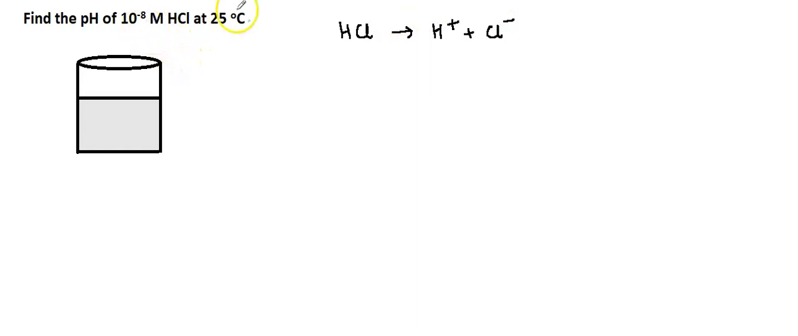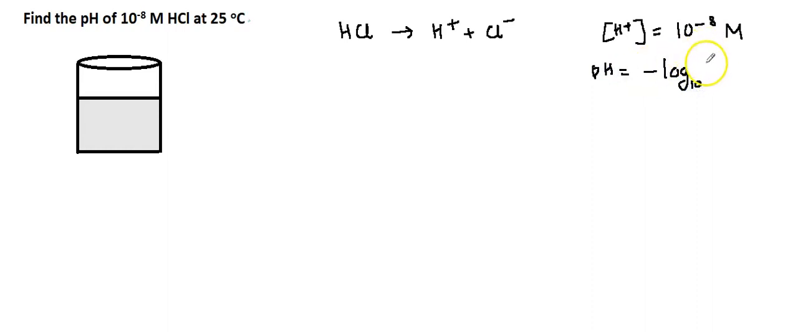Now, if the concentration of HCl is 10 power minus 8 molar, then the concentration of H plus is also going to be 10 power minus 8 molar. And from the definition of pH, which is minus log to the base 10 of the H plus ion concentration, which is 10 power minus 8, we get that pH is 8.